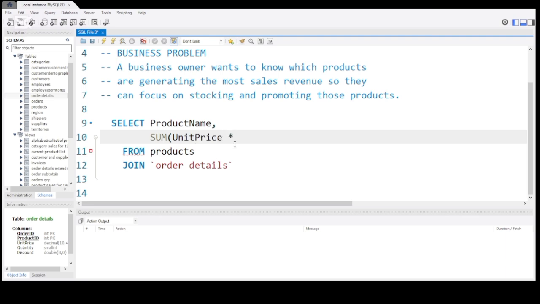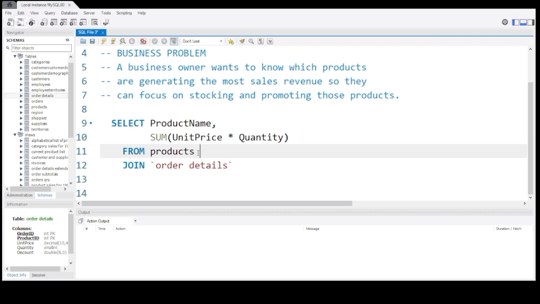You multiply it by quantity, you close the bracket. Okay, now we are getting there. We have listed what we want to see. We want the SQL to return for us the product name and the price of each product after multiplying the price of each unit by the quantity sold.